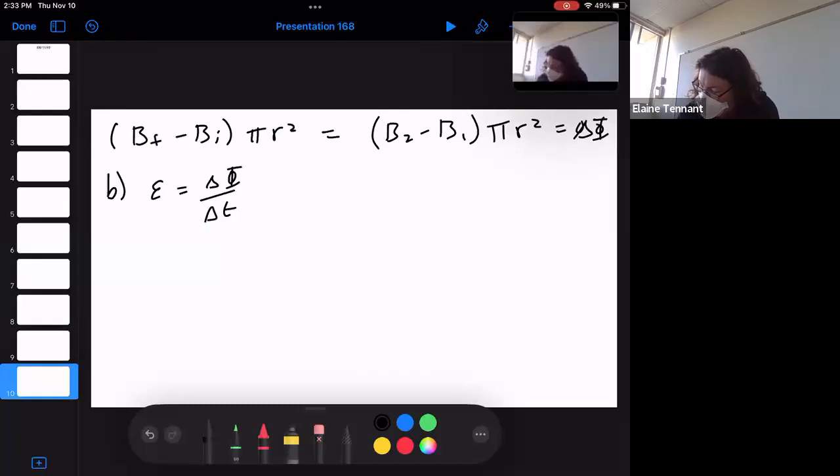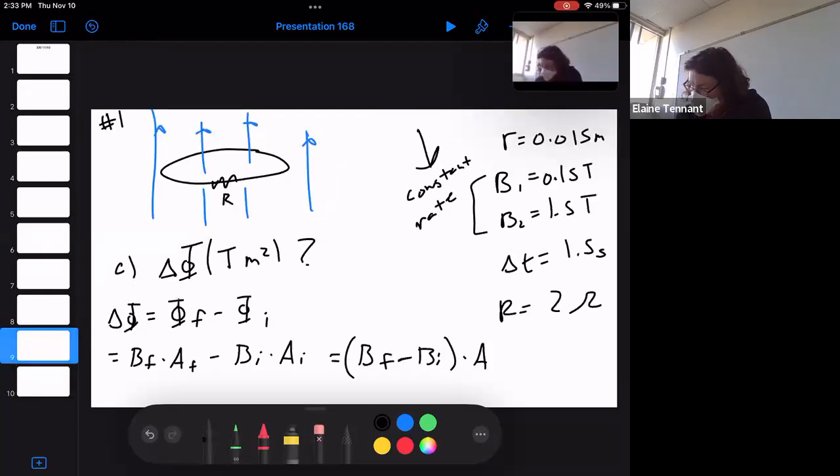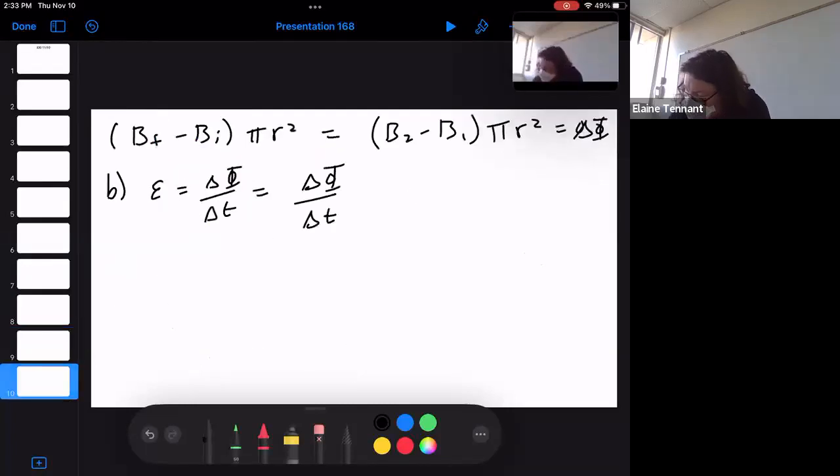But since we already figured out the delta phi, all we need to add in is our delta t, which you just get from there. And so whatever you got from the previous answer, part A, divide by the delta t.